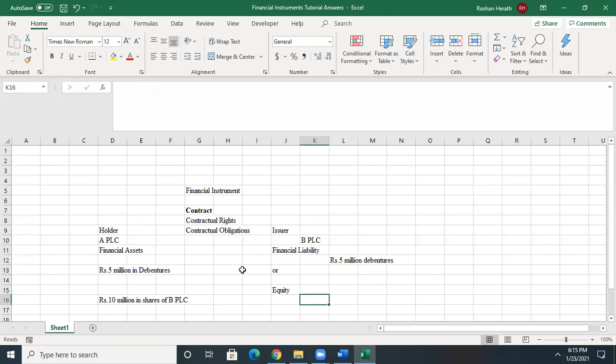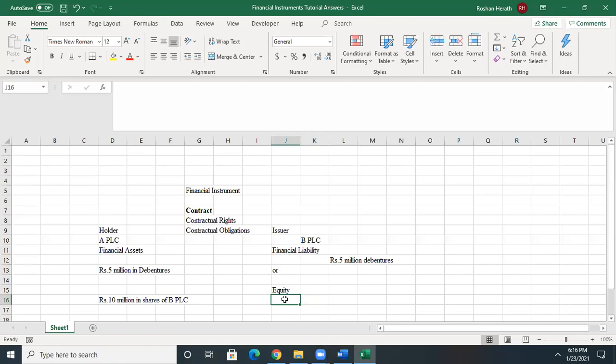So if you look at this transaction from the two parties' point of view, from the holder's point of view, if they invest in shares of BPLC, yes, that is an investment in shares, and it is a financial asset. From the issuer's point of view, if BPLC had issued ordinary shares, it is something that represents the residual interest. When it comes to equity, there's no obligation from the issuer's point of view. If things go wrong, the company is not responsible to do any. So therefore, it's simply a residual interest.